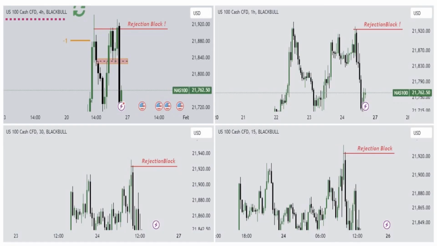In this chart of the Nasdaq on the multi-time frame, you can see that the rejection block formed on 4-hour, 1-hour, 30-minute and 15-minute. It's a valid signal to trade this rejection block.